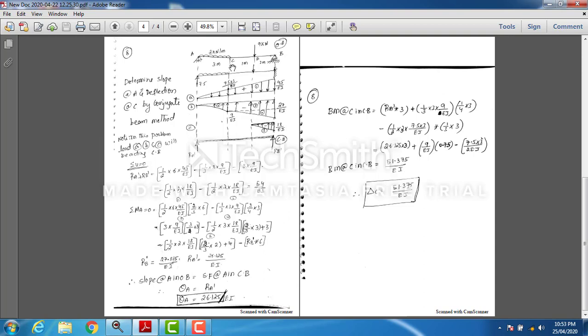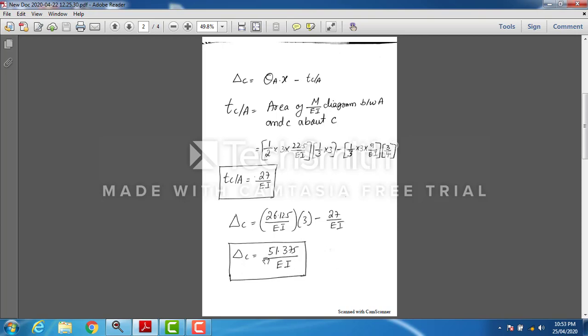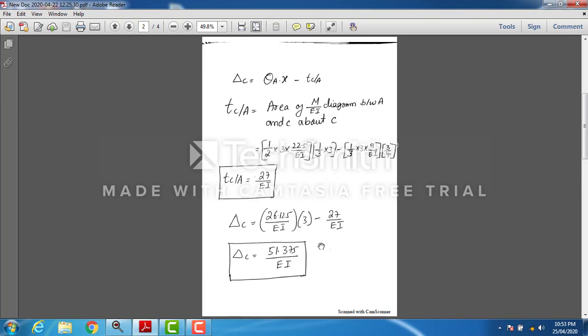So the deflection at C in the original beam is equal to the bending moment at C in the conjugate beam, which is 51.375. If you observe, we got the same values even in the moment area method. You can see in the moment area method these are the values which we got. So the deflection value is the same, the slope value is the same. So we got the same values using the conjugate beam method also. Whether you adopt the conjugate beam method or the moment area method, the value should be the same, which we got here.